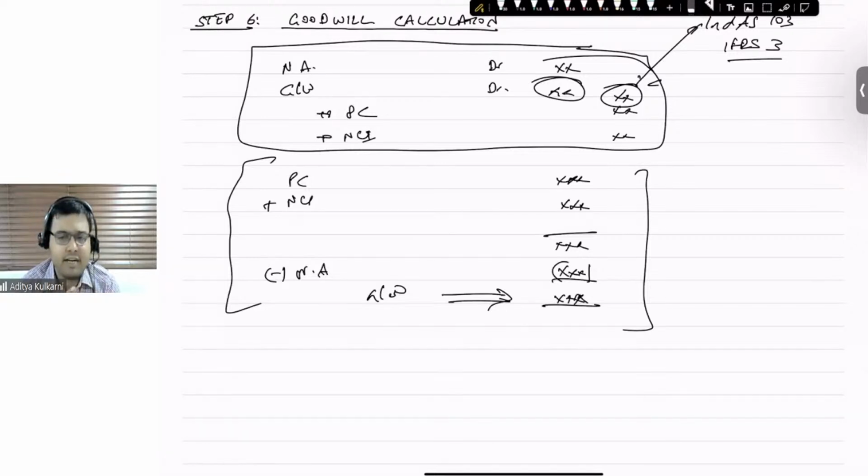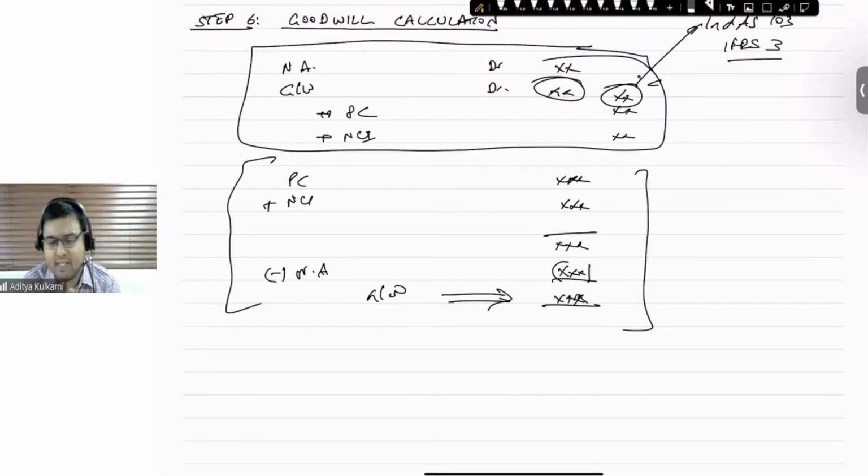The PC is at fair value, and the PC will be low and the net assets will be at fair value, because you have paid a distress value, whereas the worth of the assets is far more than that. This is giving rise to a negative goodwill.